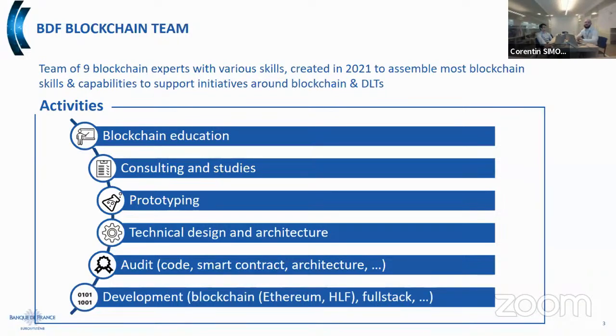Prototyping from POC to MVP, with 3 main activities: the technical design and architecture; the audits of code, smart contracts and architecture; and the development on mainly 2 big technologies, Ethereum and Hyperledger Fabric, but also full stack deployment, because we all know, I think, that on blockchain projects it's not only the blockchain that we have to build.